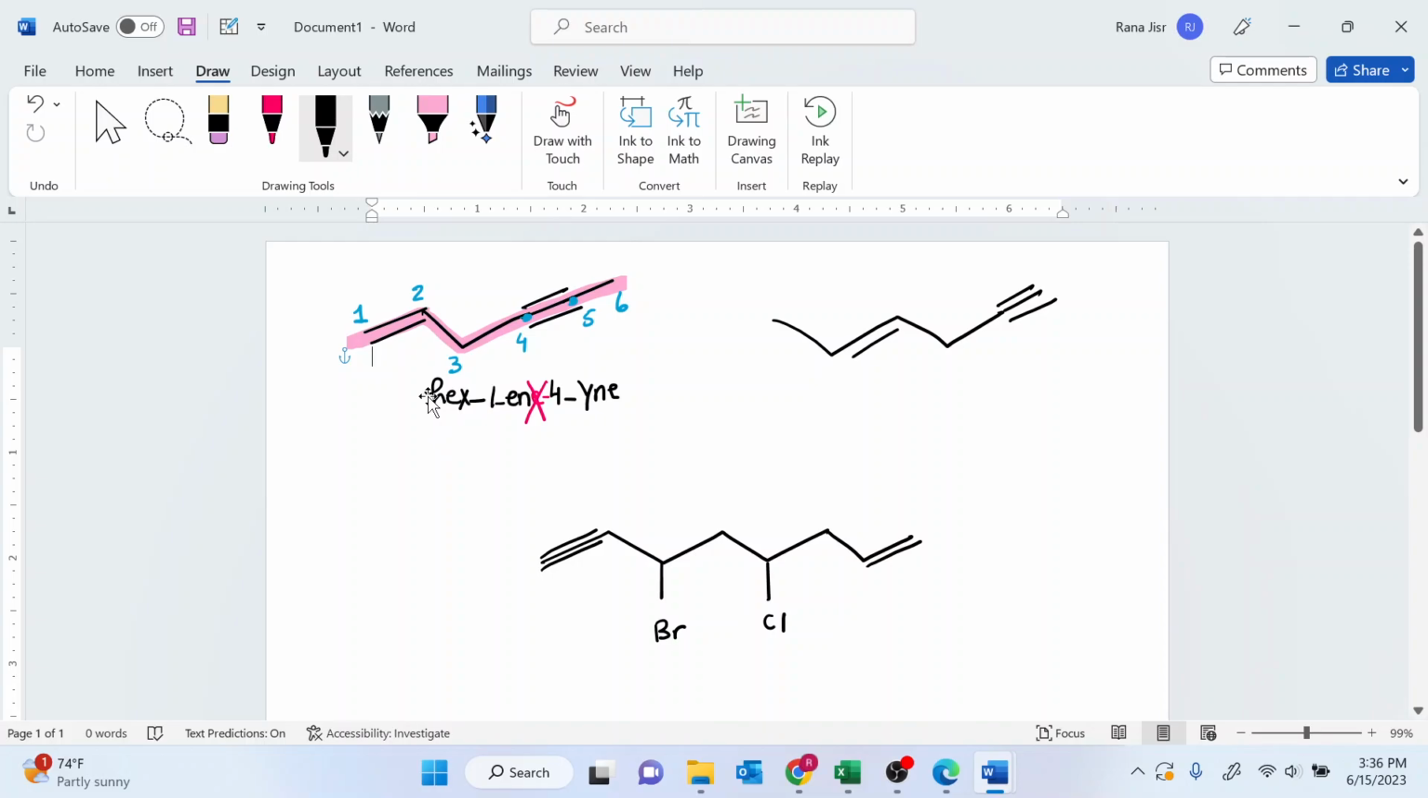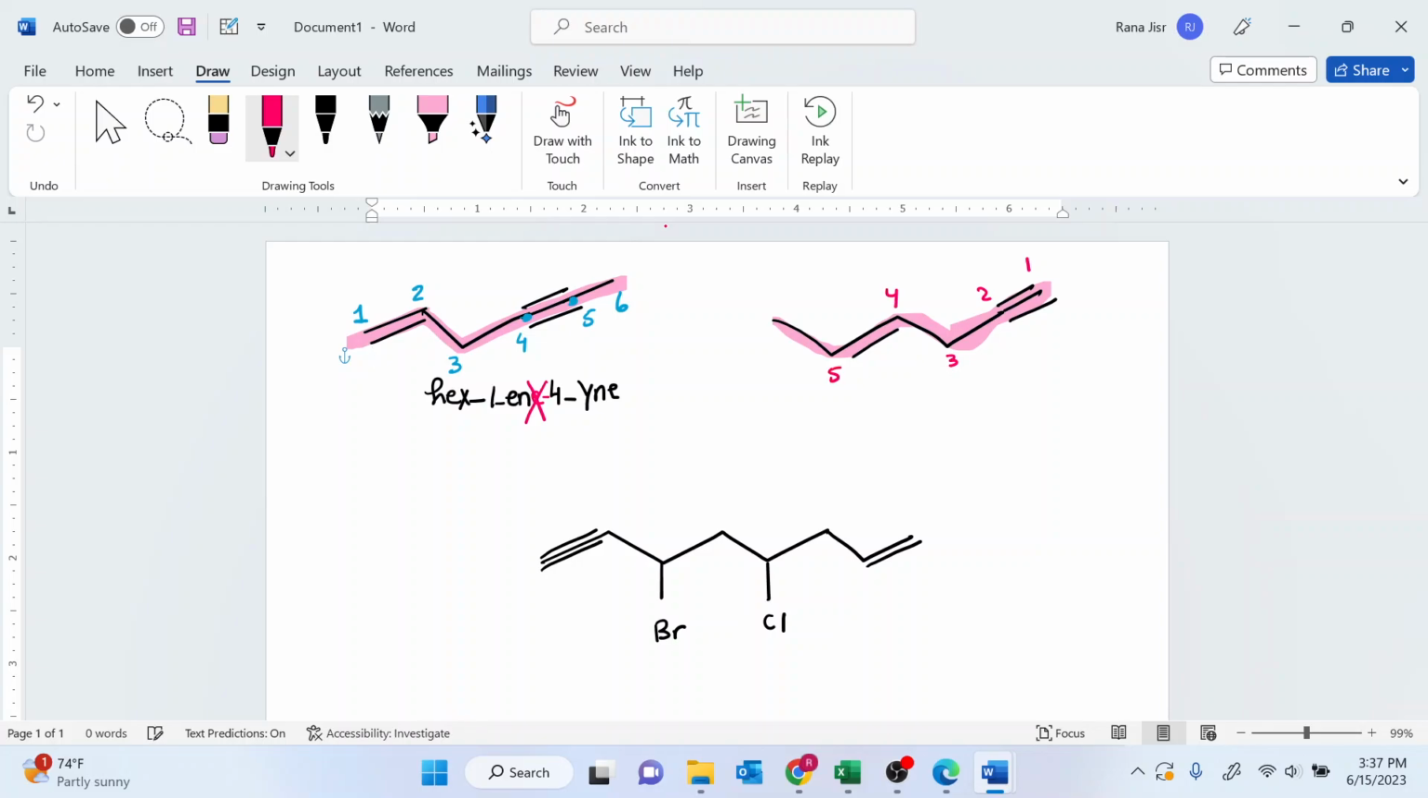So you start with the parent name and then give each degree of unsaturation a number. Give your first degree of unsaturation always the lowest number, but no matter what number that is, your ending is always going to be in the -yne. So over here, choose your longest carbon chain. First degree of unsaturation, the lowest number. So here in this case, the triple bond is going to get the lowest number because it is terminal.